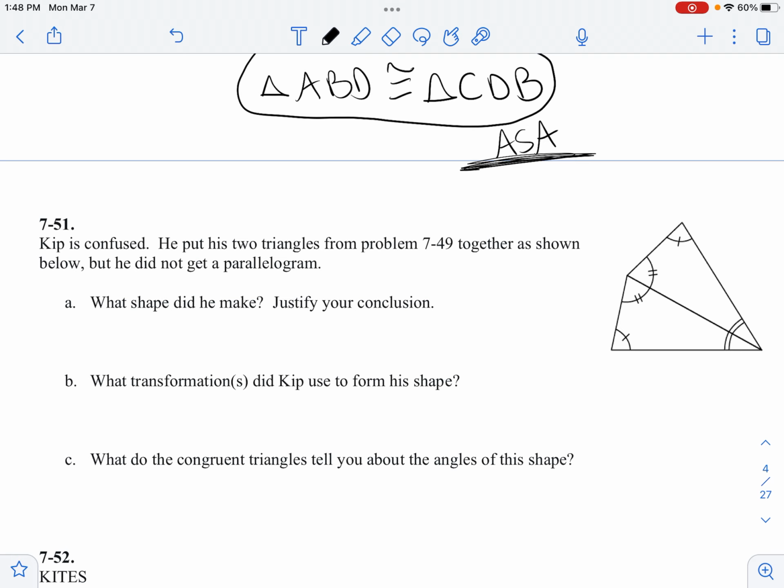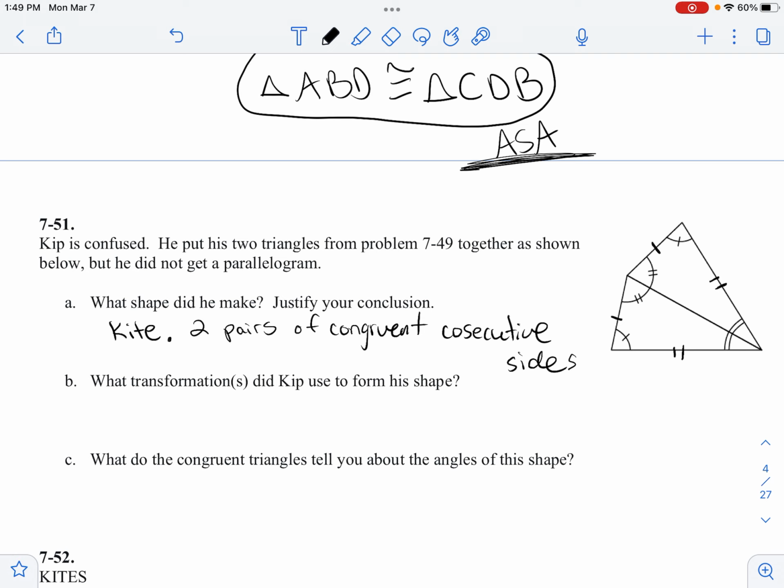All right, what shape did Kip make? He made a kite, and then justify your conclusion. So I know that this is a kite because we have got one pair of congruent sides, and then we've got another pair of congruent sides. And so what's special about a kite is that you've got two pairs of congruent, I'm going to say consecutive sides. Consecutive means right next to each other.